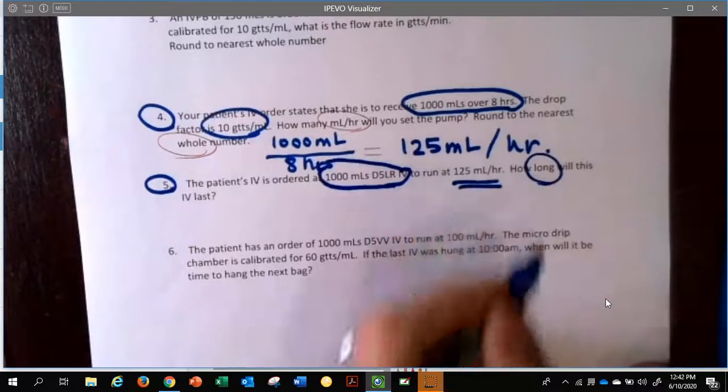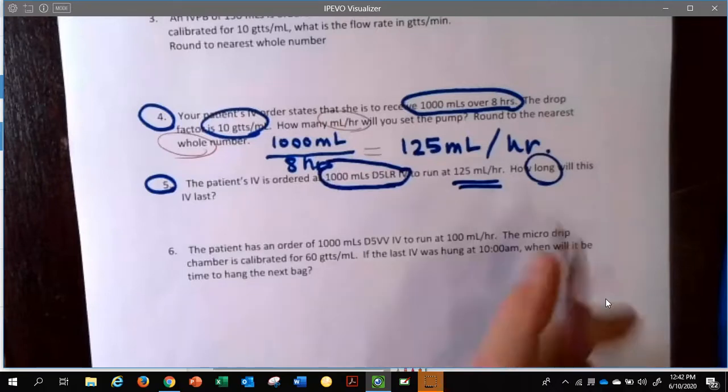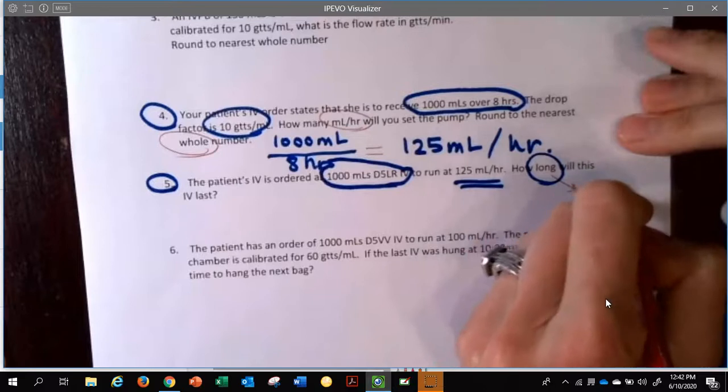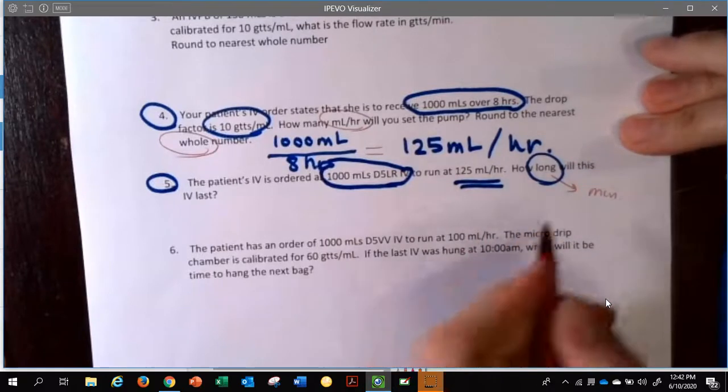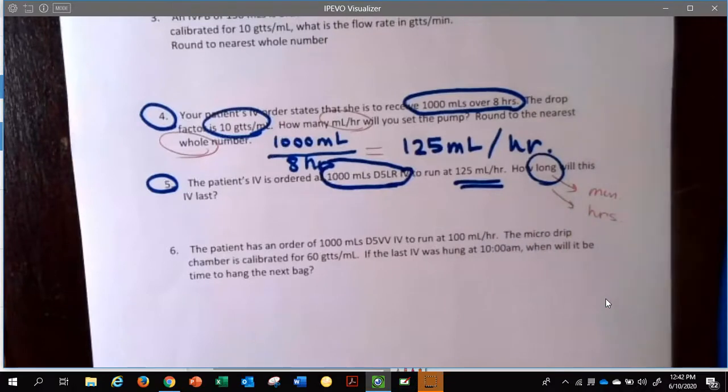And then it says, how long? How long? I got to think on that for a second, because how long? How long means my answer should be in time. That's a how long, 5 minutes. It could be in hours. It could be in days, years. So in the end, I need how long. I need something that involves time.